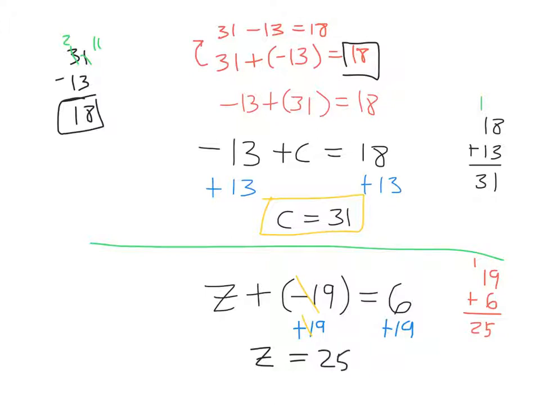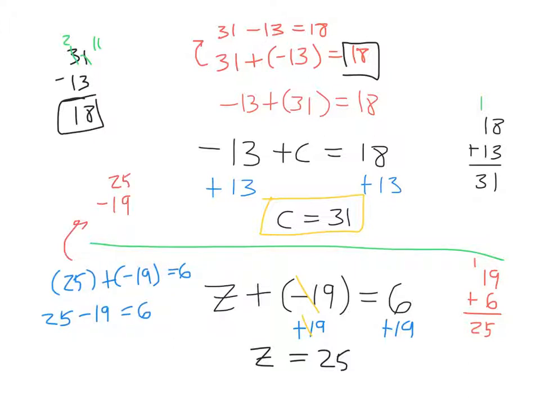As usual, we're going to check that. So z is 25 maybe, right? We're going to double check. So 25 plus negative 19 equals 6. Is that true? Well, this plus minus stuff just becomes a subtraction symbol. So we're going to have 25 minus 19 equals 6. Okay, 25 minus 19. Let's go up here to do that. 25 minus 19.